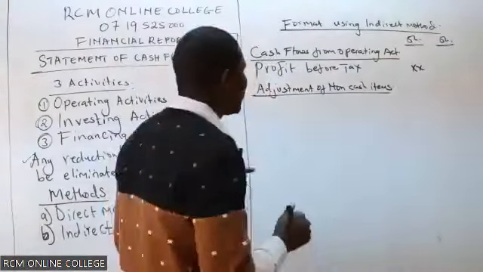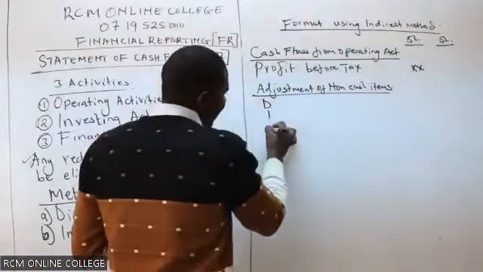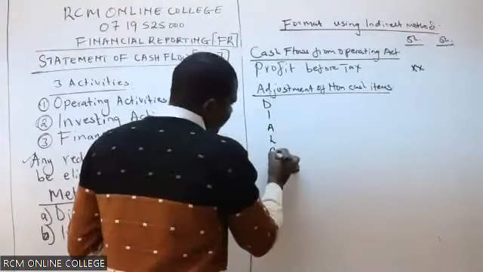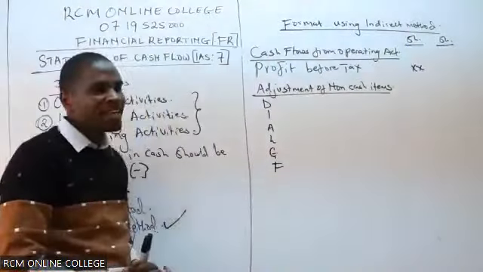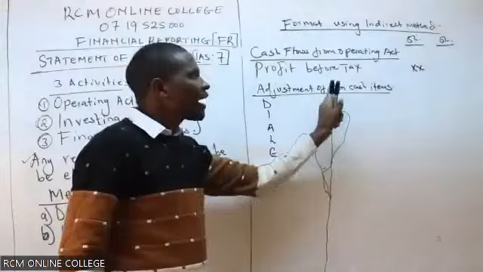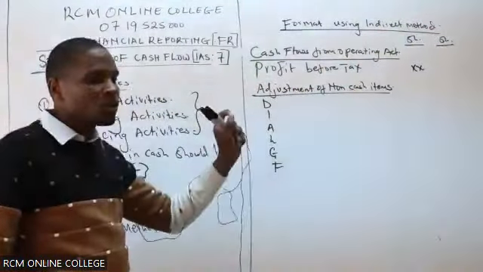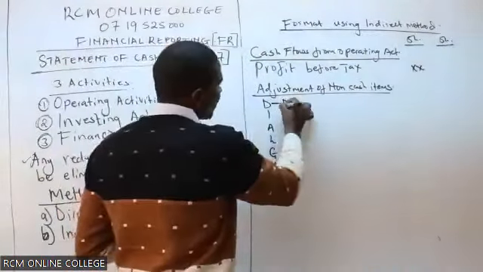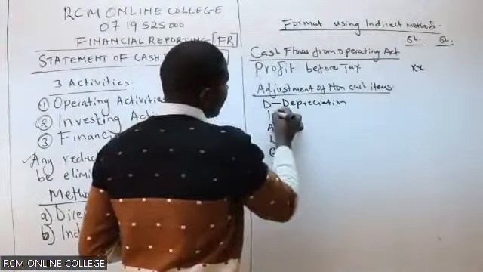So we have an acronym here, DAG. For you to identify the non-cash items, please use this acronym, where D stands for depreciation, as you have told me. Impairment.